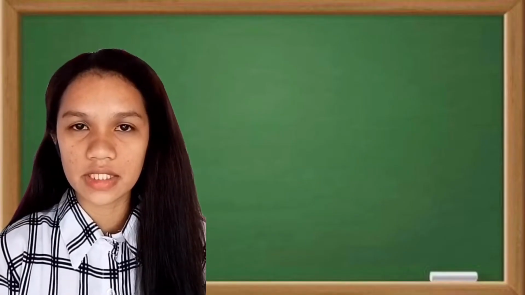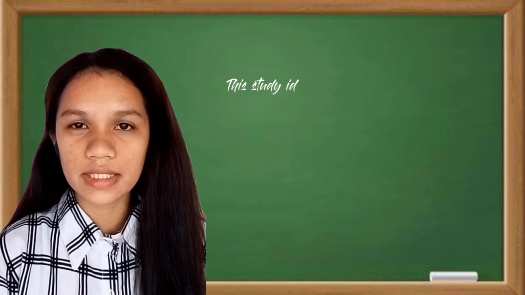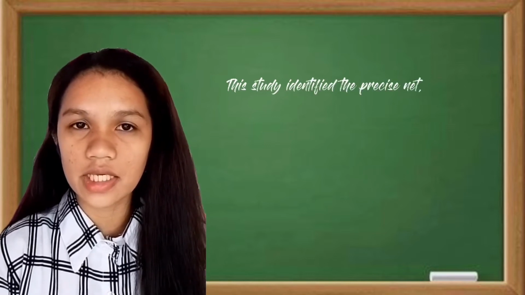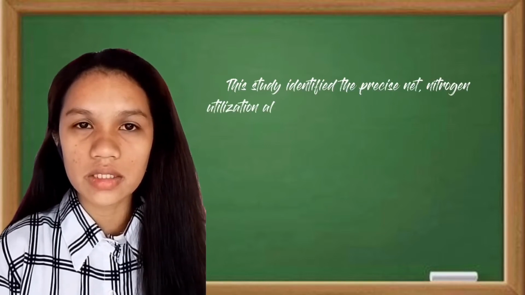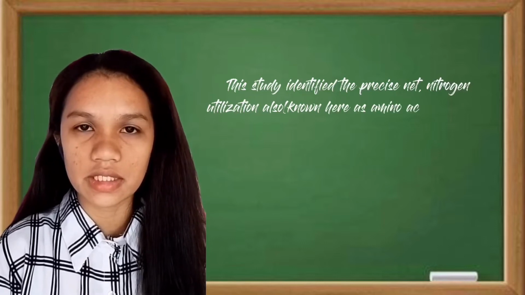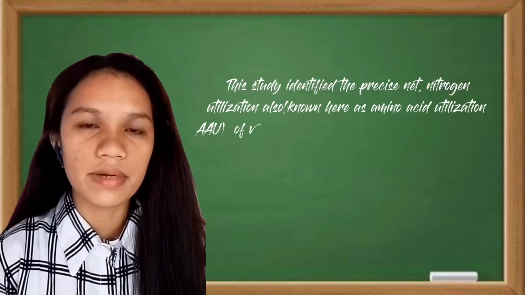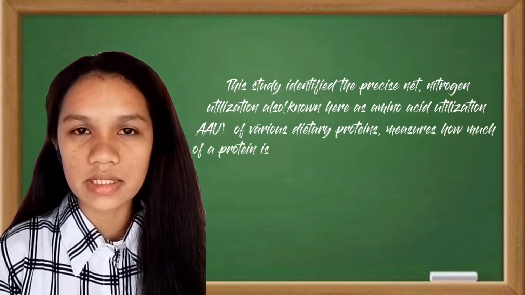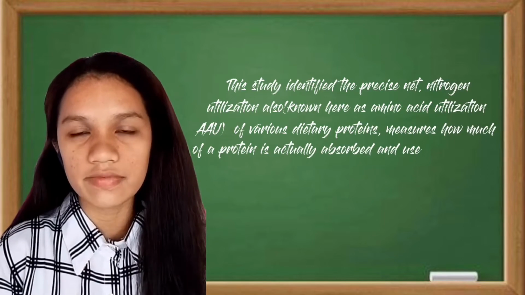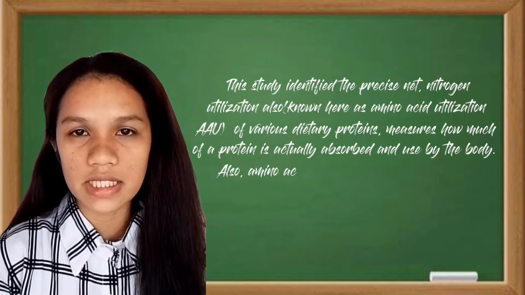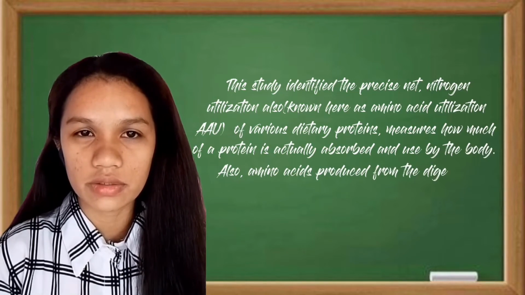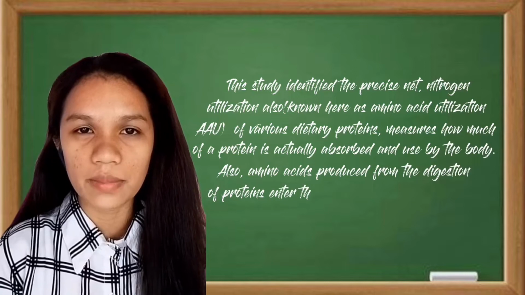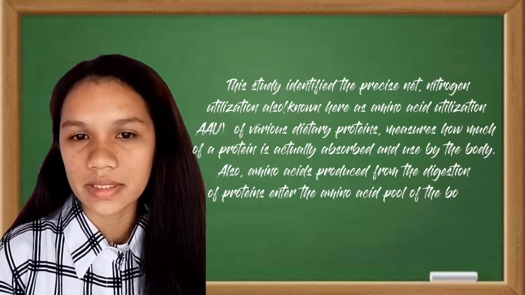Understanding amino acid utilization. This study identified the precise net nitrogen utilization, also known here as amino acid utilization (AAU), of various dietary proteins. It measures how much of a protein is actually absorbed and used by the body. Also, amino acids produced from the digestion of proteins enter the amino acid pool of the body.